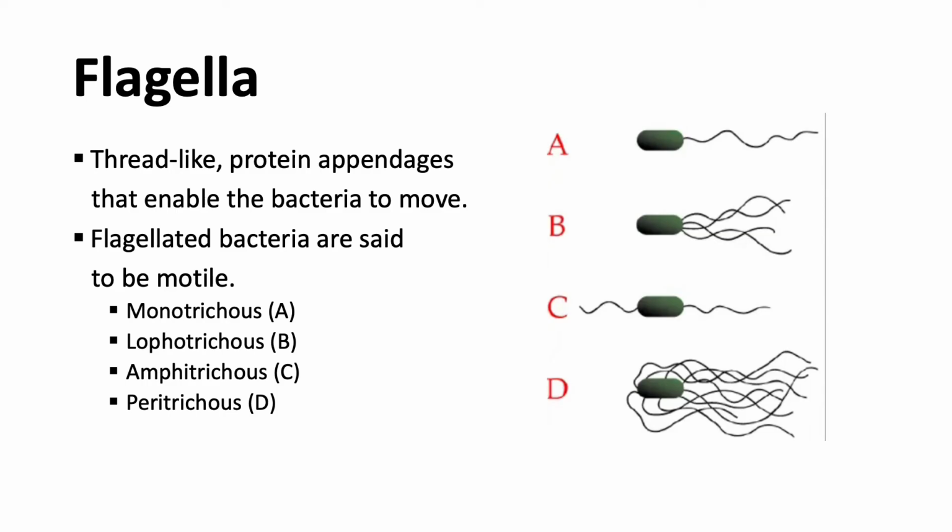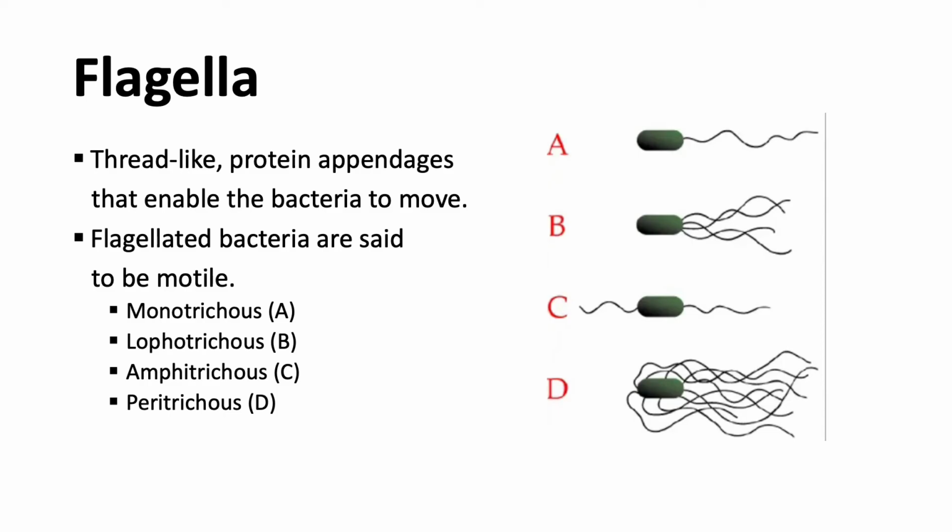Flagella are thread-like protein appendages that enable bacteria to move. Flagellated bacteria are said to be motile, whereas non-flagellated bacteria are usually non-motile. Take note that bacteria never possess cilia, just flagella. There are four types of flagella arrangement in bacteria.